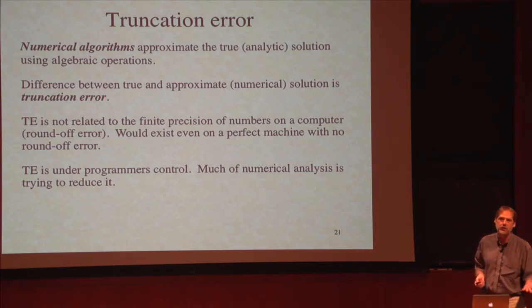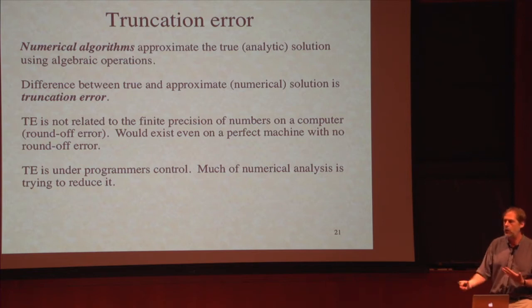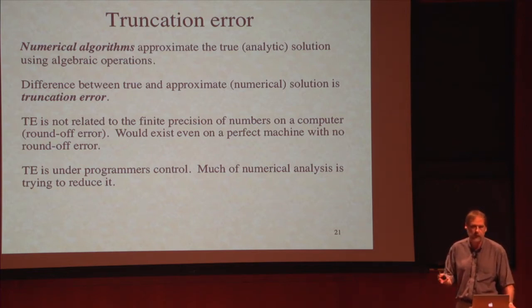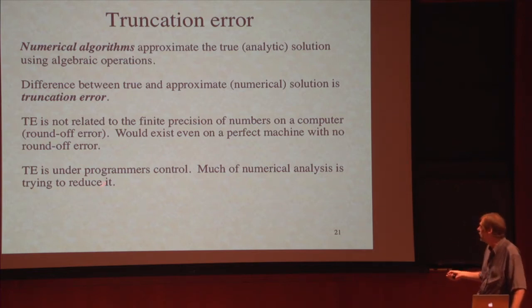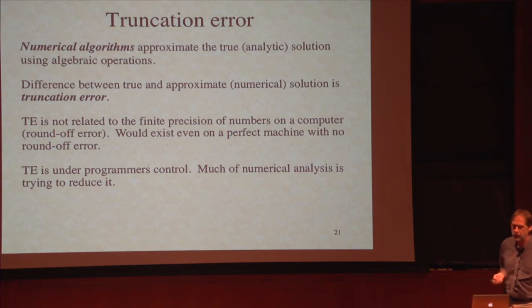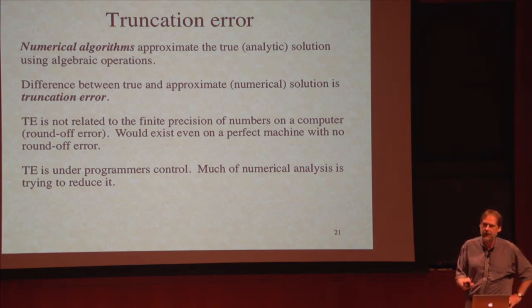Unless you write machine code, the compiler will reorder operations from what you actually specify in your source code. So the only way you can control round-off error is if you write machine code, which I don't recommend anybody does. So it's really only truncation error which is under your control, and you're trying to minimize that. Your job as a numerical computational astrophysicist is to try to find methods that reduce the truncation error as much as possible.